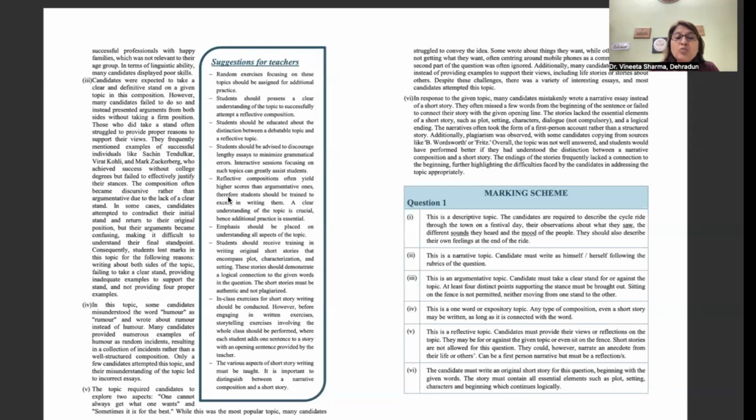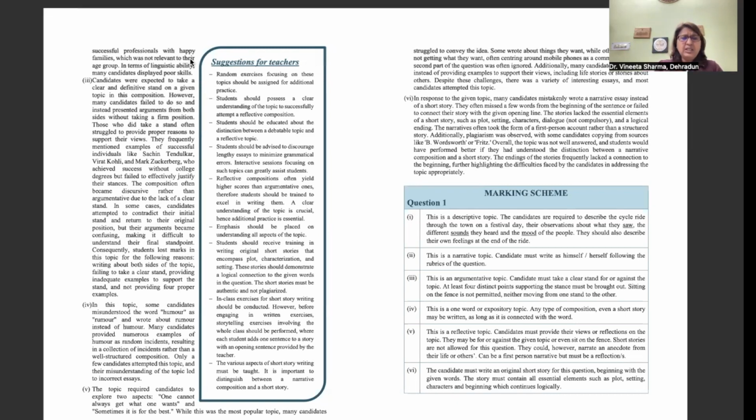While this was the most popular, yes, many candidates attempted to convey the idea. Some wrote about things they want, while others focused on not getting what they want, often centering around mobile phones as a common theme. The second part of the question was often ignored. Additionally, many candidates wrote stories instead of providing examples to support their views, including life stories or stories about others. Despite these challenges, there was a variety of interesting essays, and most candidates attempted this topic.